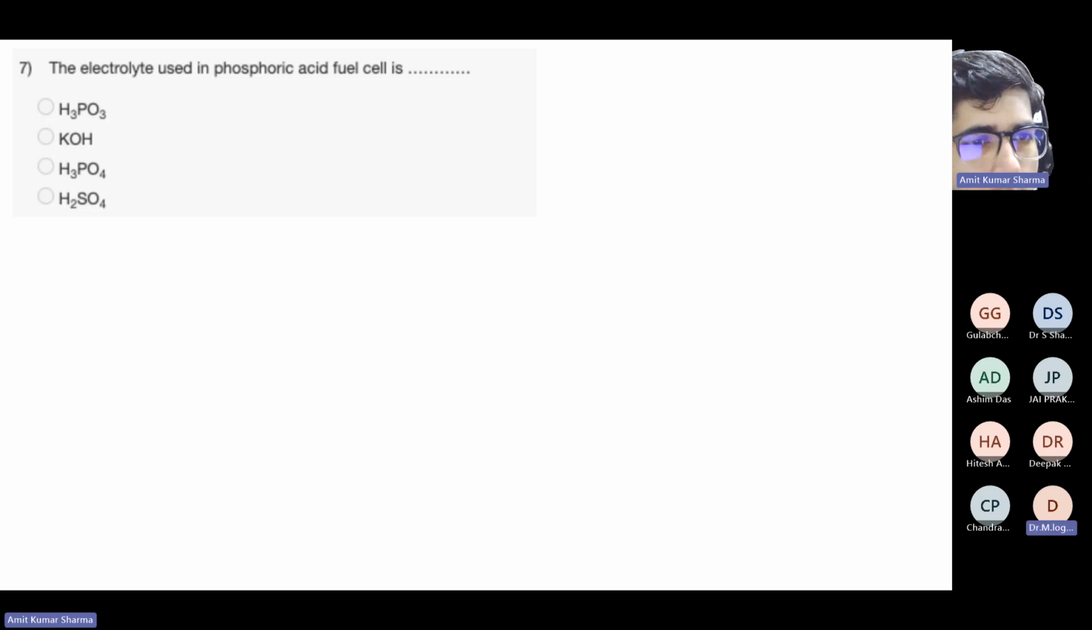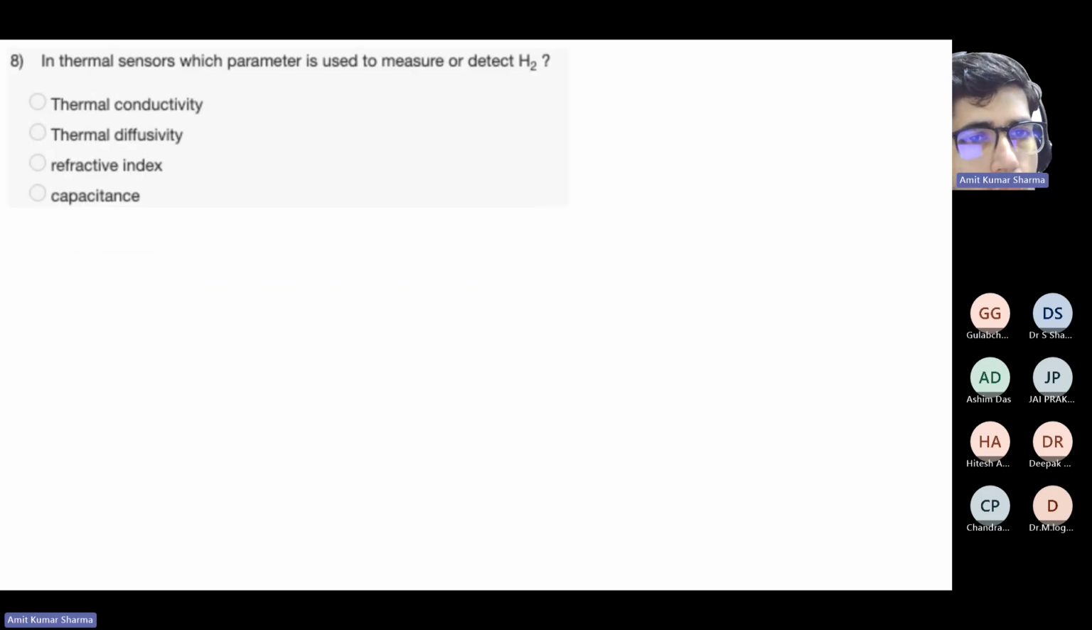The electrolyte used in the phosphoric acid fuel cell is H3PO3, KOH, H3PO4, H2SO4. So we use phosphoric acid, H3PO4. Yes, correct. In a thermal sensor, which parameter is used to measure or detect hydrogen? Thermal conductivity, thermal diffusivity, refractive index, capacitance. Thermal conductivity.